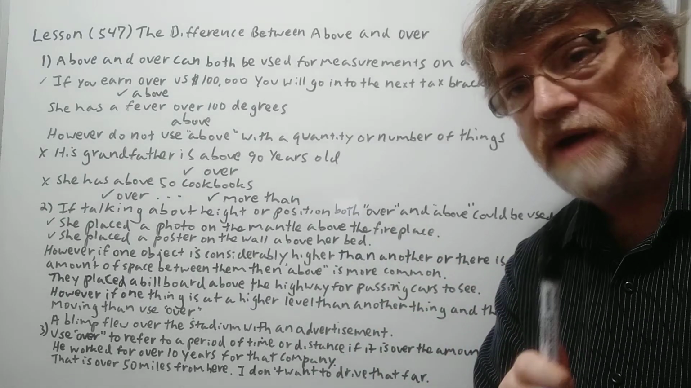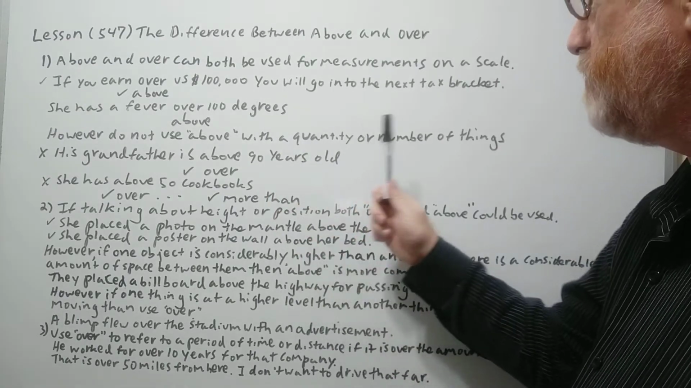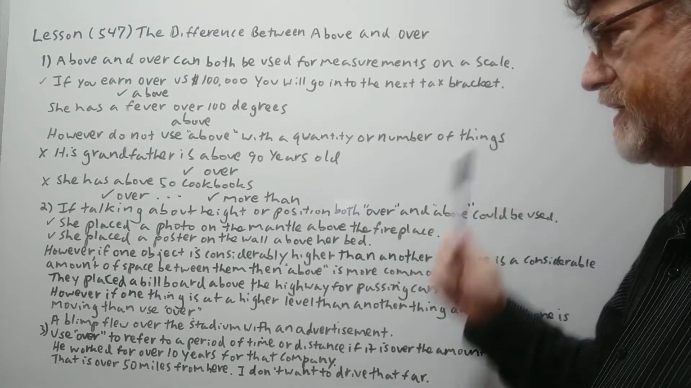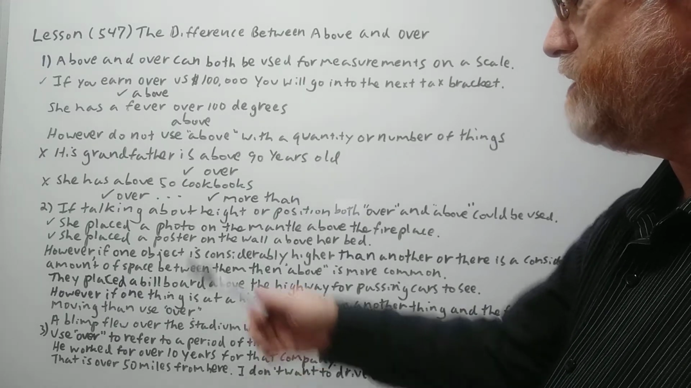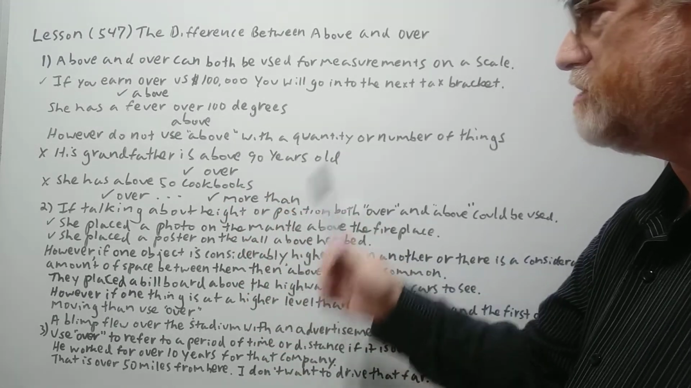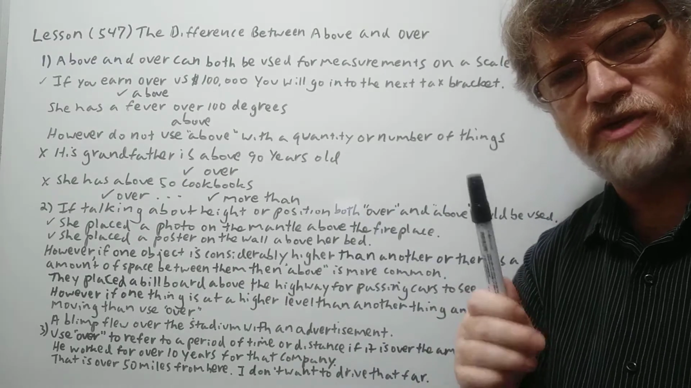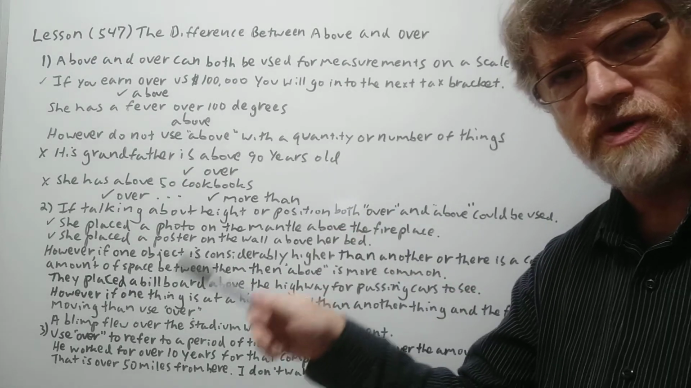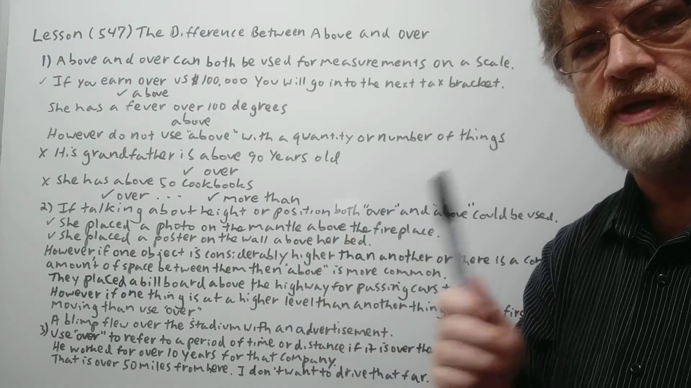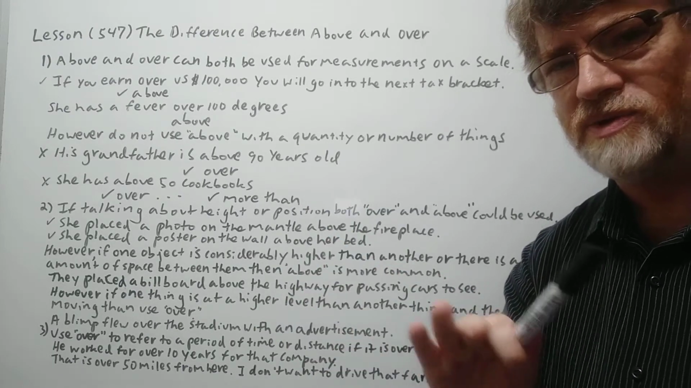All right, now, however, do not use above with a quantity or number of things. Now, this is not on a scale. His grandfather is above 90 years old. Of course, with the X, this is wrong. So with years or age, we should say over. Somebody is over 30 years old or over 40 years old. We would use over. Above sounds awkward here.